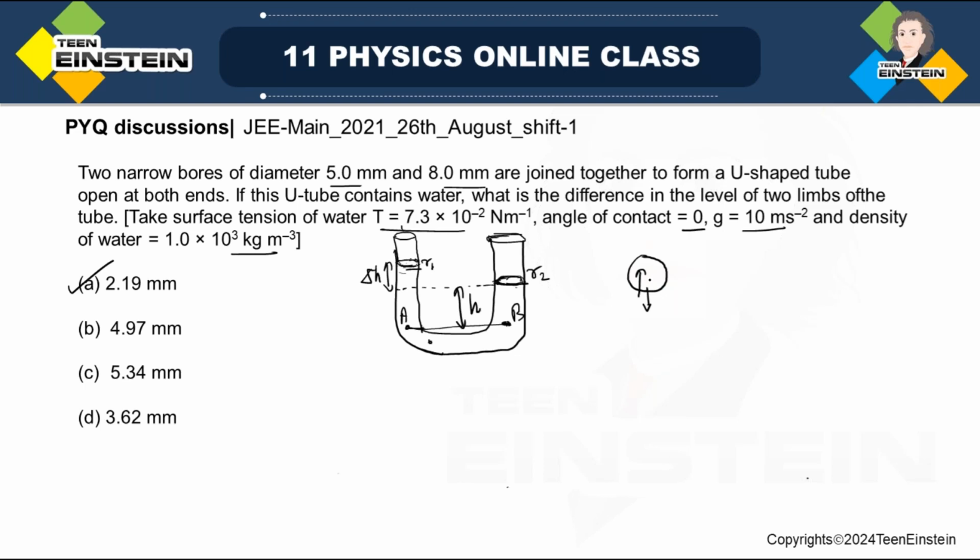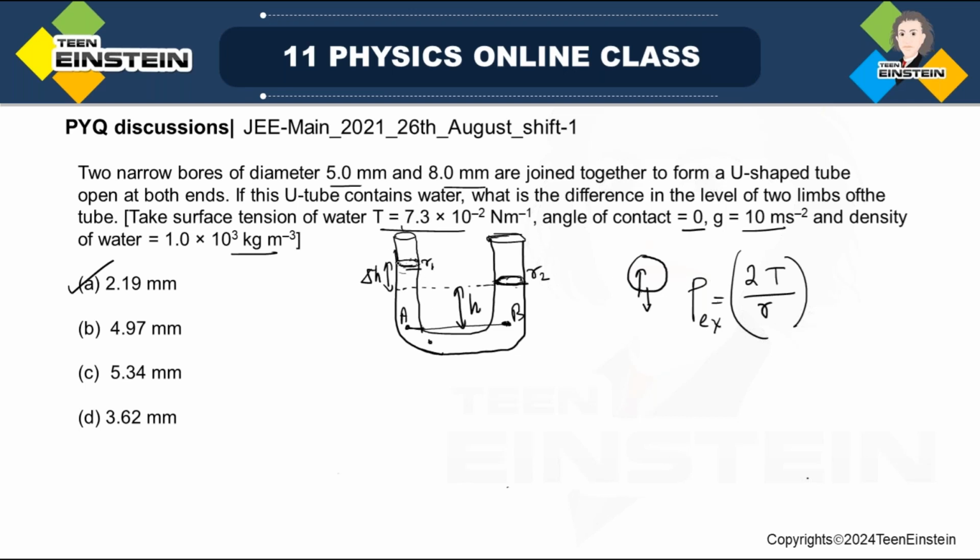So to have this spherical shape of the liquid drop, there should be some excess pressure inside. So what is that excess pressure? The excess pressure is given by 2T by R. Okay, this is the excess pressure, 2T by R. This I can write as P excess, the excess pressure.